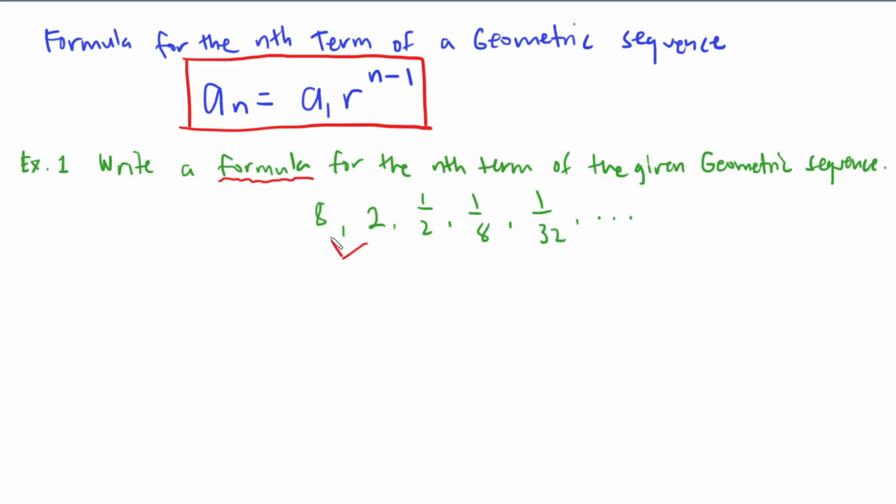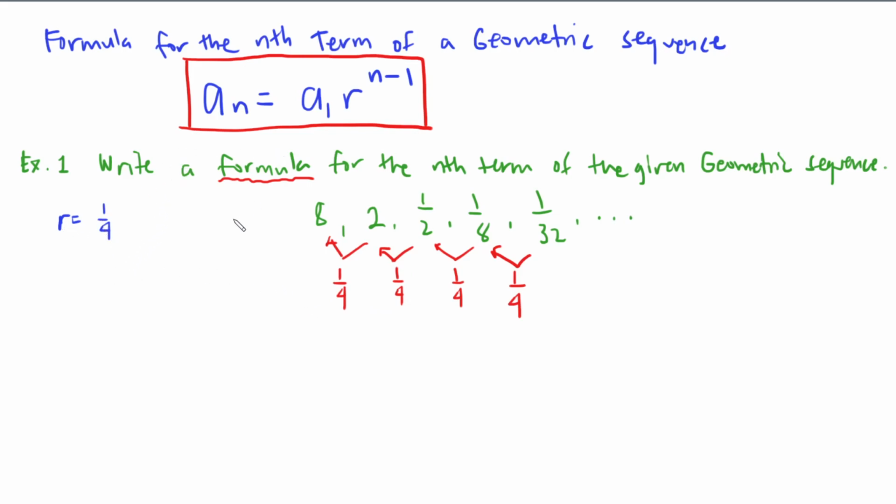So, 2 divided by 8, that will give you 1 over 4. 1/2 divided by 2, that is also 1/4. 1/8 divided by 1/2, that is 1/4, and also 1 over 32 divided by 1 over 8, that is also 1/4. So, therefore, ang r natin is 1 over 4. So, kung hindi mo alam kung paano naging 1 over 4, please refer to the other tutorial kung saan na-discuss ko kung paano yung detailed na pagkuha ng common ratio. Okay? So, for the meantime, yung r natin is equal to 1/4.